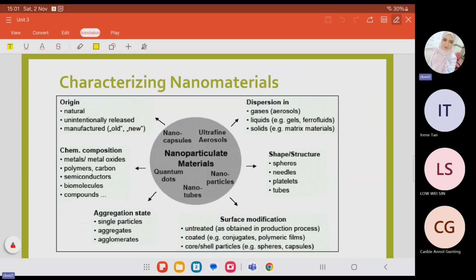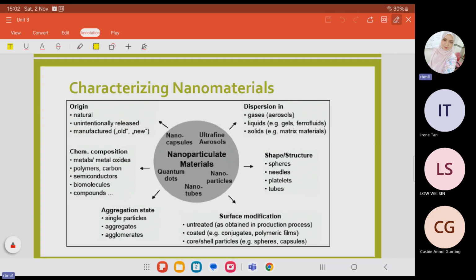Okay, this one is on characterizing nanomaterials. We have nanocapsules, ultrafine aerosols, quantum dots, nanochips, and nanoparticles. A nanoparticulate material is a substance that consists of nanoparticles. We have the origins and chemical compositions, from metal oxides, polymers, carbon, semiconductors, biomolecules, and some other compounds. And on the aggregation state, we have single particles, aggregates, and agglomerates.